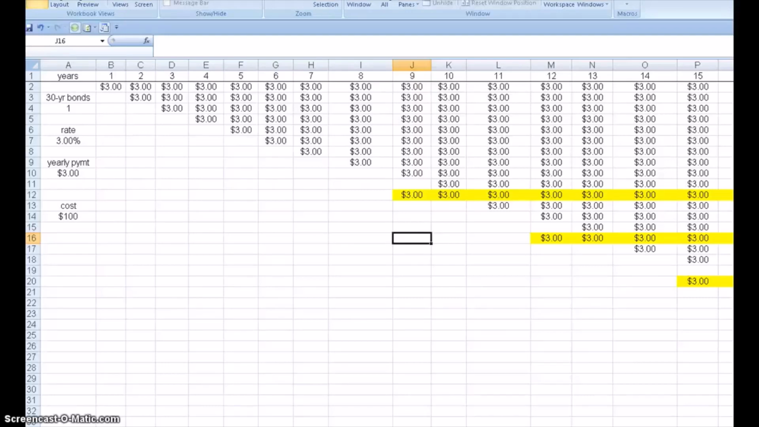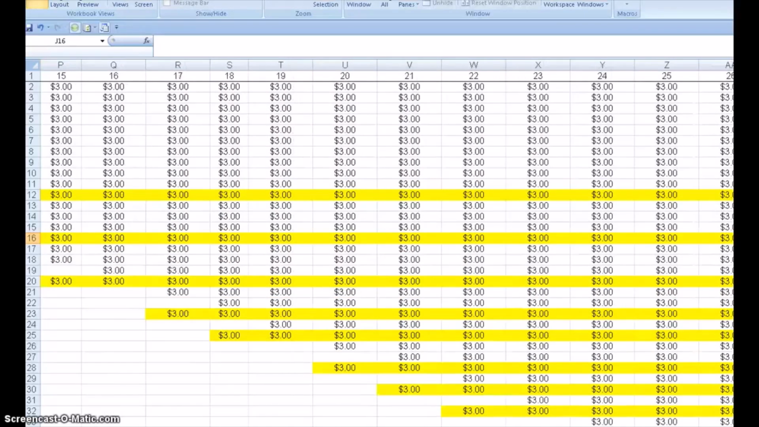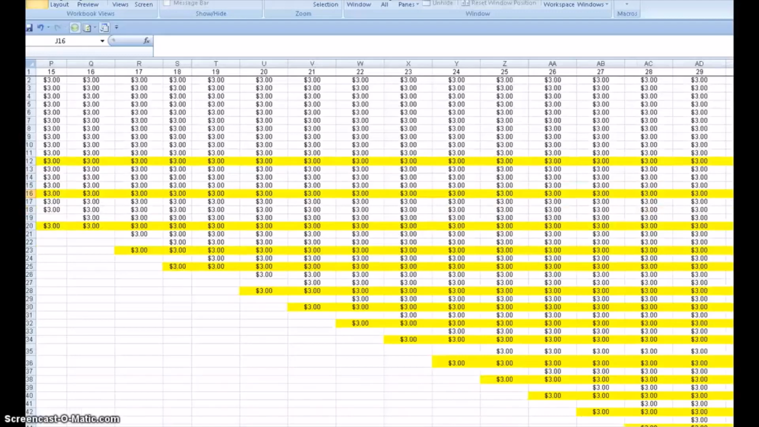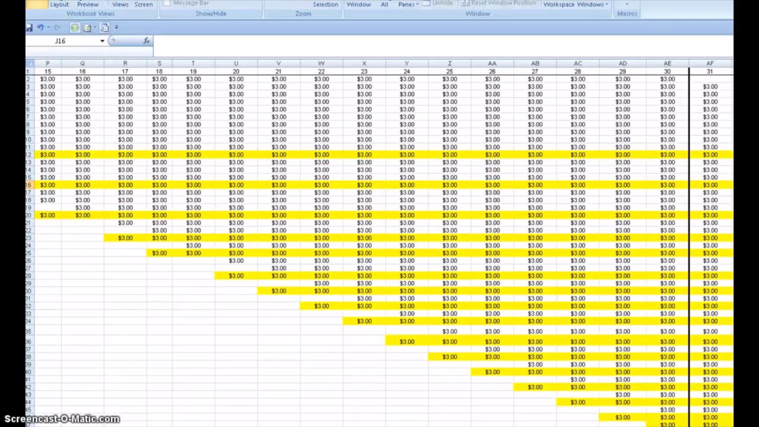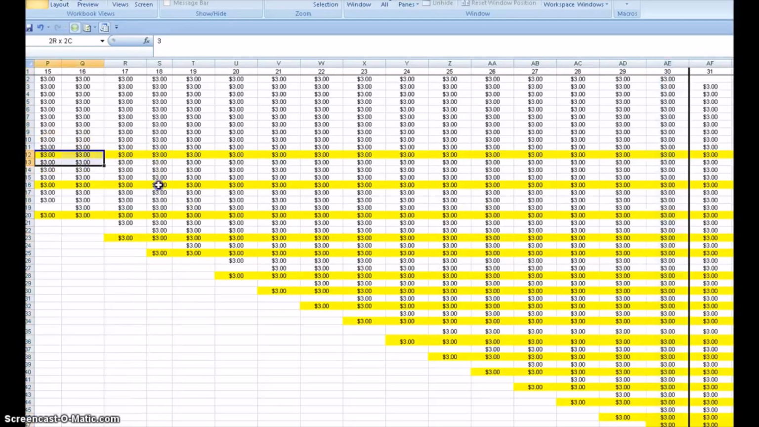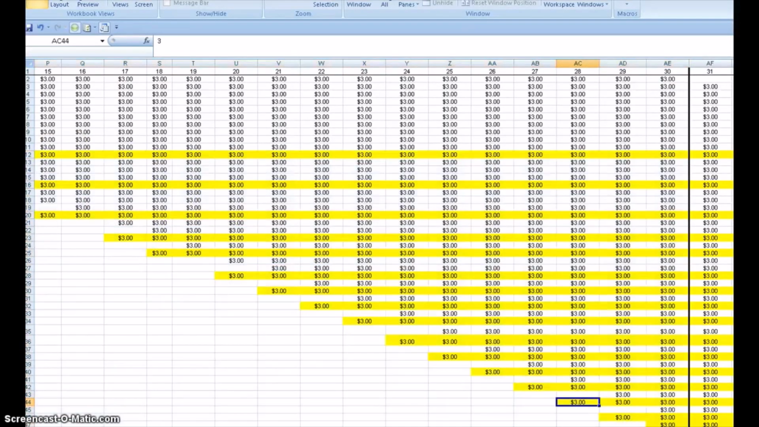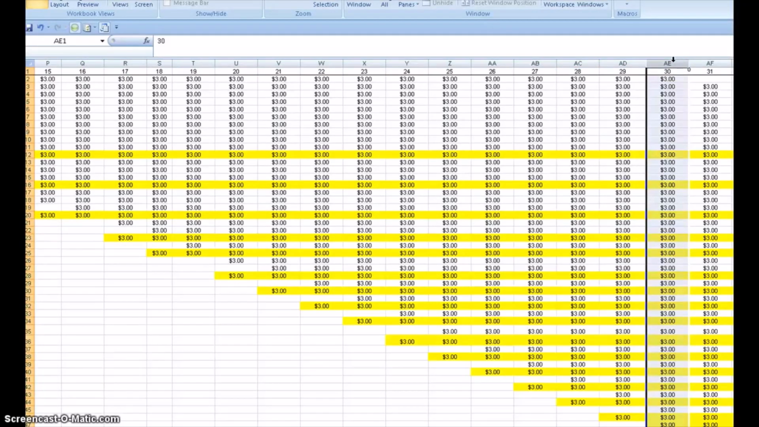So I'm just going to scroll through the years. I'm going to zoom out a little bit, okay? It'll get small, but I just want you to note the amount of yellow. So right now we're at 30 years. And you can see more and more of the table is taken over by interest payments. And like I said, I only buy bonds out to 30 years with cash from my bank account. After that, I'm not buying any more bonds unless it's using interest payments.